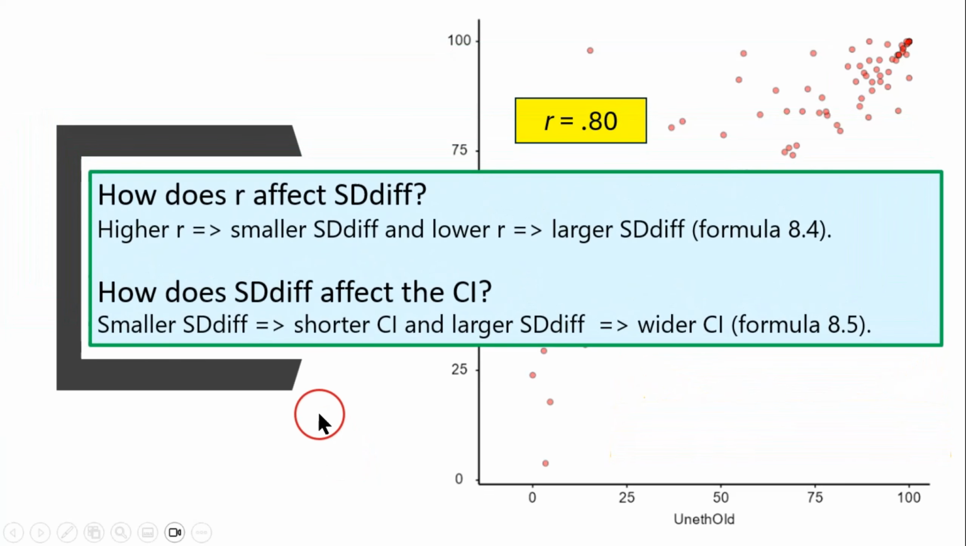Then they also ask in the exercise, how does R affect the standard deviation difference? That's the standard deviation of each paired difference score. How does R affect the standard deviation of the difference? Well, the higher the R, the smaller the SD difference, and the lower the R, the larger the SD difference.